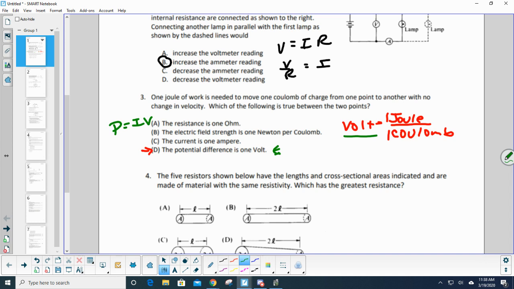Okay, but all we know is 1 joule of work, 1 coulomb of charge. I knew that a volt was a joule per coulomb. That's why I went straight to voltage.